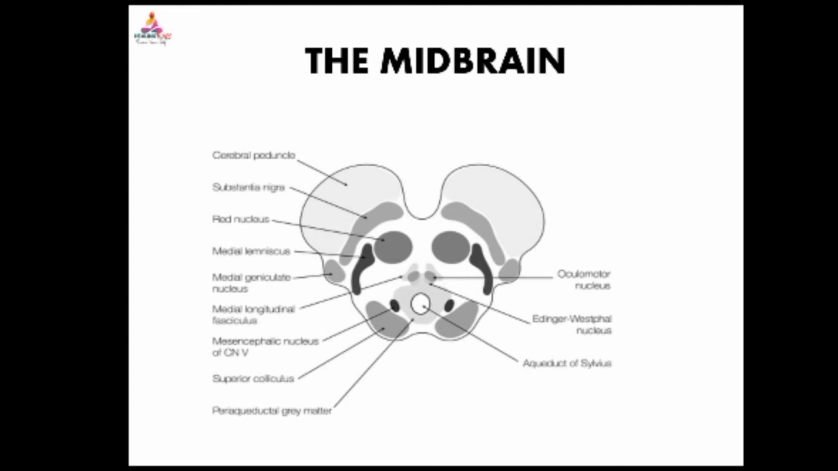The part ventral to the aqueduct is divided into right and left halves, the cerebral peduncles. Each cerebral peduncle consists of a central part, the tegmentum, which is separated ventrally from the crus cerebri by a mass of pigmented gray matter, the substantia nigra.